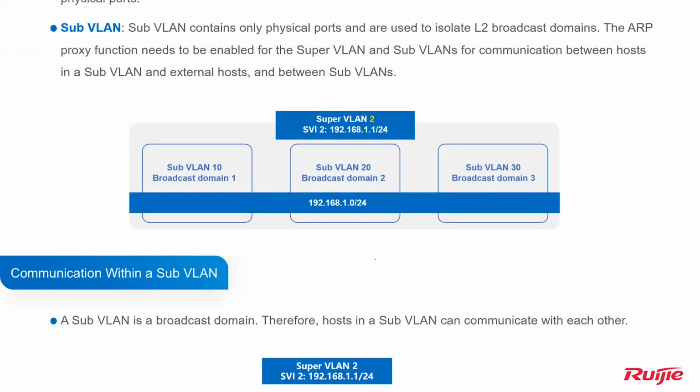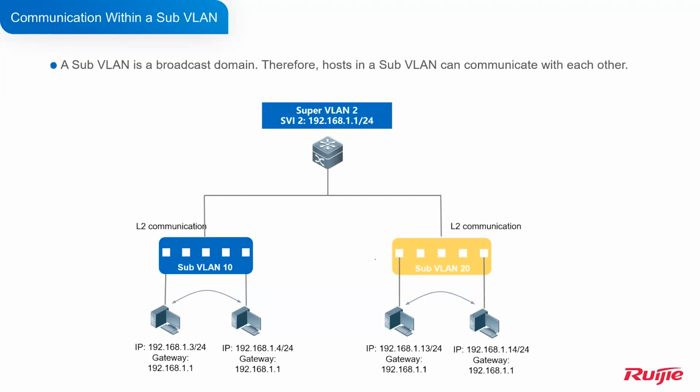Then let's see the communication, or how the traffic is forwarded if we use the super VLAN technology. Firstly, let's see this figure. Now we have two sub VLANs, sub VLAN 10, sub VLAN 20, and inside each sub VLAN there are two PCs. Okay, and from the IP addresses in this figure, you can see all these PCs are in the same subnet and have the same gateway. So let's see how the frames are forwarded in this scenario.